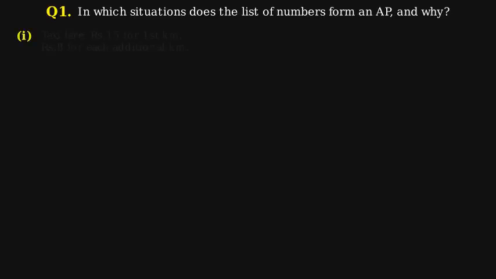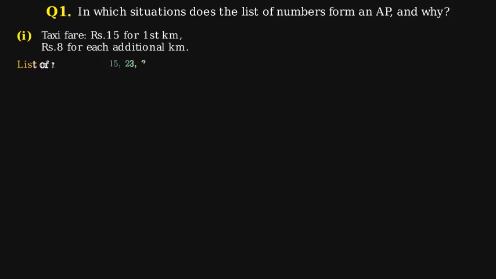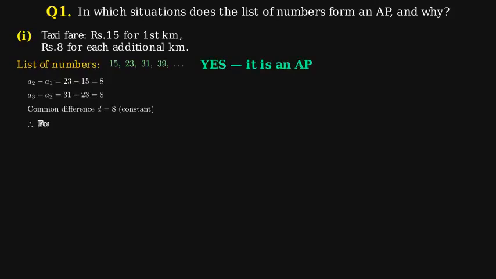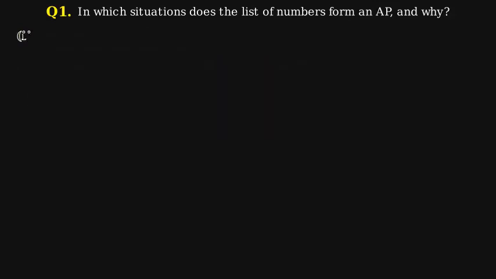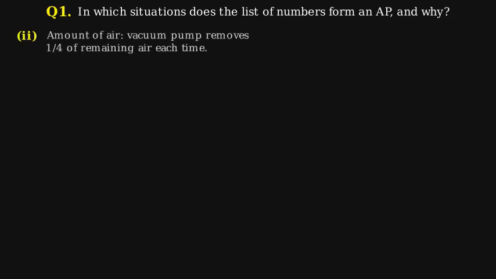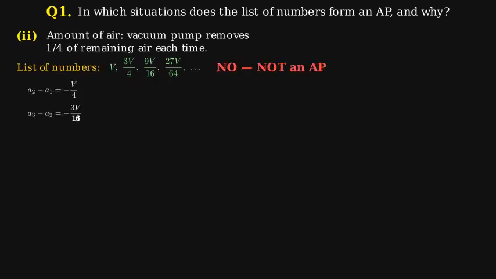Exercise 5.1, Question 1. Which of the following situations form an AP? Part 1. Taxi fare, 15, 23, 31, 39. Common difference is 8. Yes, AP with d equals 8. Part 2. Vacuum pump removes 1/4 of the remaining air each stroke. Sequence V, 3/4 V, 9/16 V. Differences not equal. Not an AP.